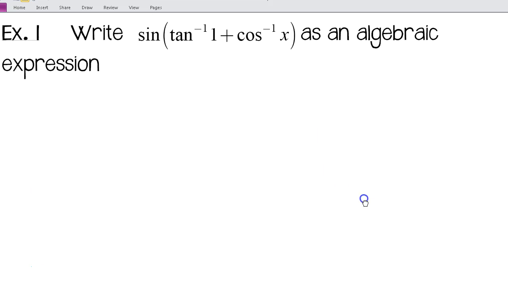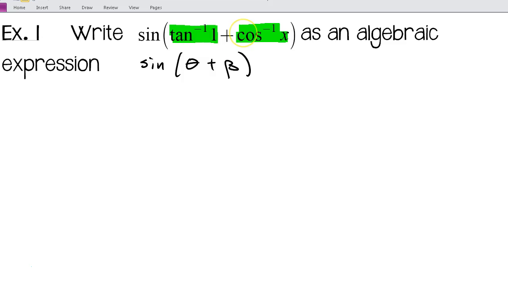For example 1, we want to write the sine of the tan inverse of 1 plus the cosine inverse of x as an algebraic expression. Remember, these two pieces really refer to angles. A lot of times I'll rewrite this as the sine of theta plus beta, or whatever variables you want to use, and I'm going to use my sum formula to expand this.